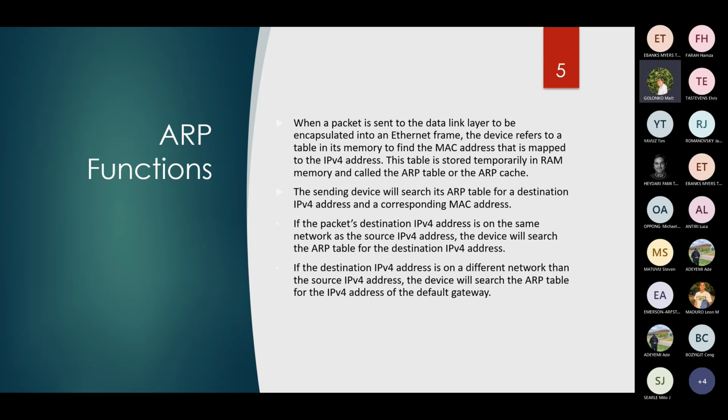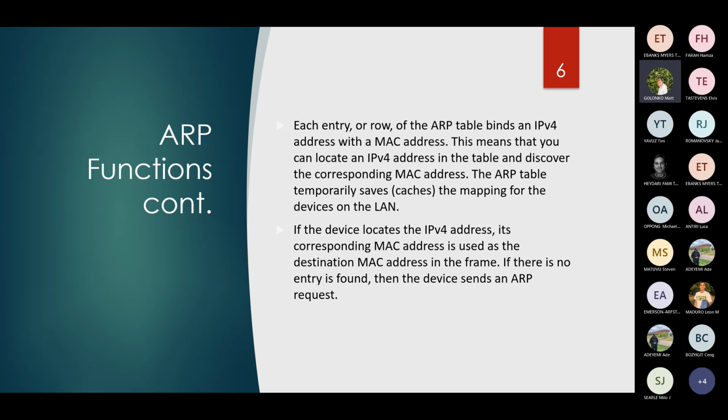If the destination IPv4 address is on a different network than the source IPv4 address, the device will search the ARP table for the address of the default gateway. Each entry or row of the ARP table binds an IPv4 address with a MAC address. This means that you can locate an IPv4 address in the table and discover the corresponding MAC address. The ARP table temporarily saves the mapping for the devices on the LAN. If the device locates the address, its corresponding MAC address is used as the destination MAC address in the frame. If there is no entry found, then the device sends an ARP request.